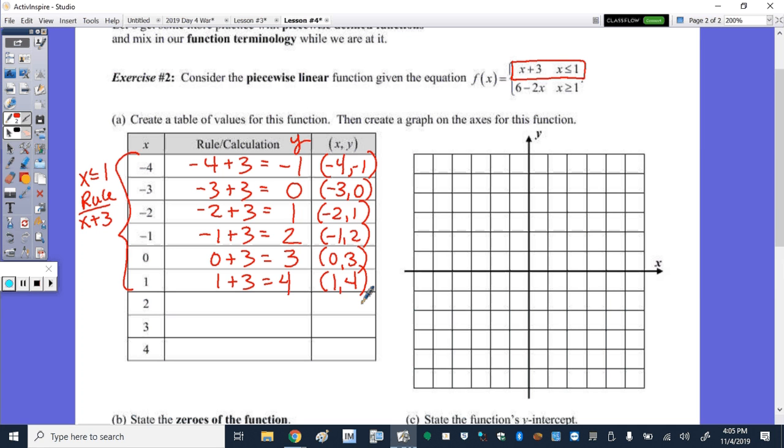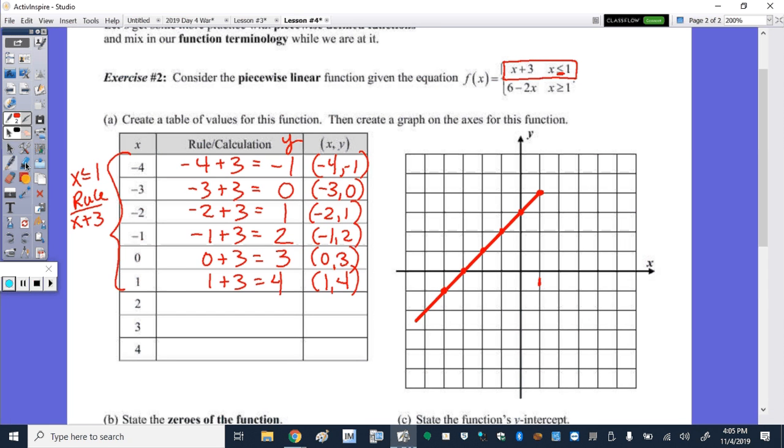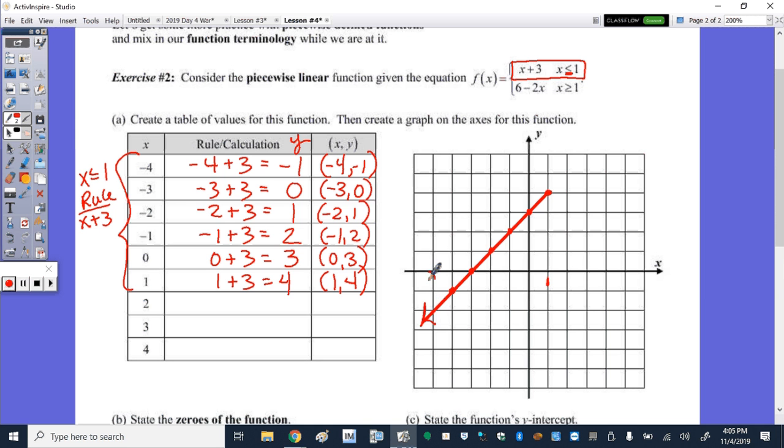So let's plot those points. Negative 4, negative 1. So feel free to do it on your own and then look up here. Now, less than or equal to 1, so add an x value of 1, which would be right here. We're going to do a closed circle. Okay? Grab your straight edge. So look up here and check your points. Grab your straight edge, and we will connect. Now, we're shading less than or equal to 1, or graphing, which is to the left. Okay? Let's put an arrow and label. So f of x equals x plus 3.